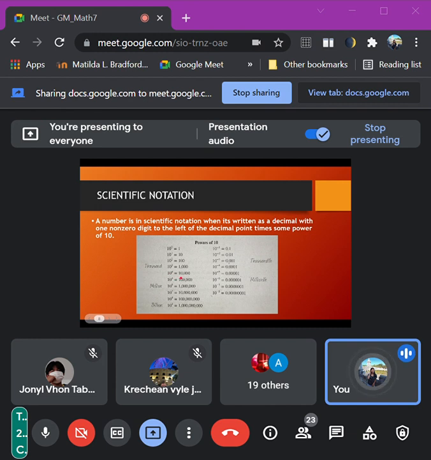For the next one, we have 10 raised to the power of 4. You have 10,000, because 10 times 10 is 100, times 10 is 1,000, times 10 is 10,000. And then 10 raised to the power of 5, that is 100,000. 10 raised to the power of 6, that is 1 million. 10 raised to the power of 7, that is 10 million. 10 raised to the power of 8, that is 100 million. And 10 raised to the power of 9, that is 1 billion.